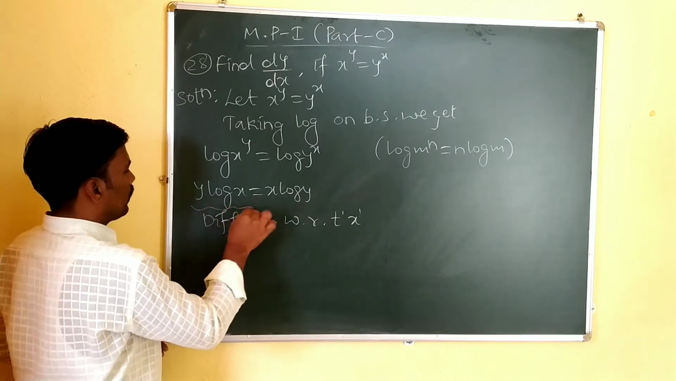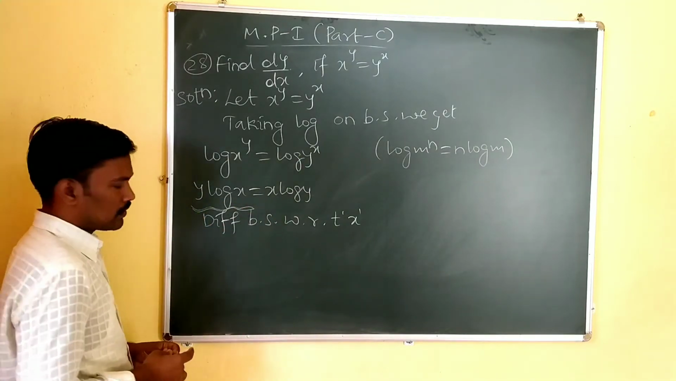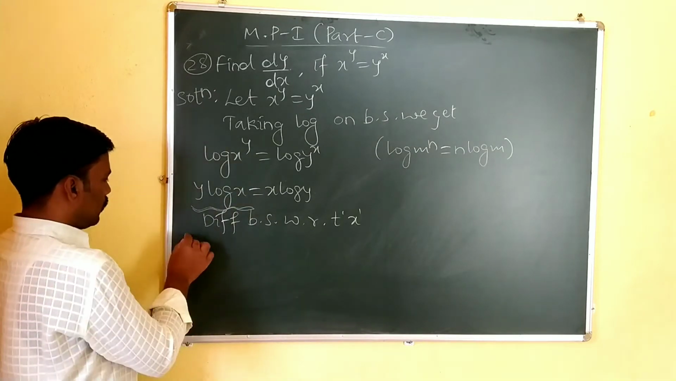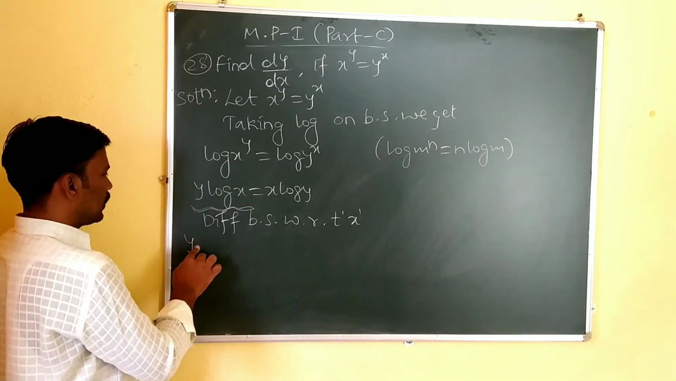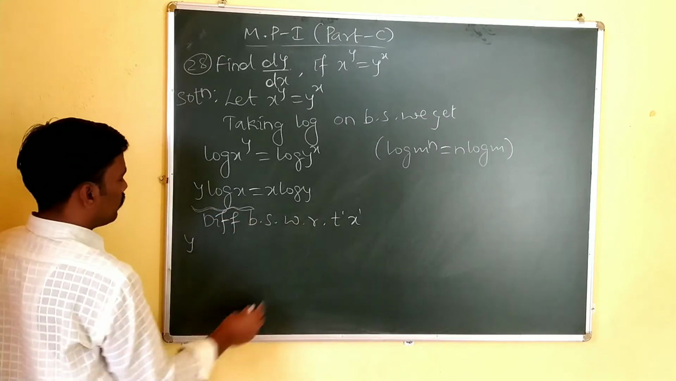So look at the function on left hand side. This is the product of two functions. y is also a function in x. So use product rule. First function as this, take the derivative of second function. Log x is the standard function. Derivative of log x with respect to x is 1 by x.